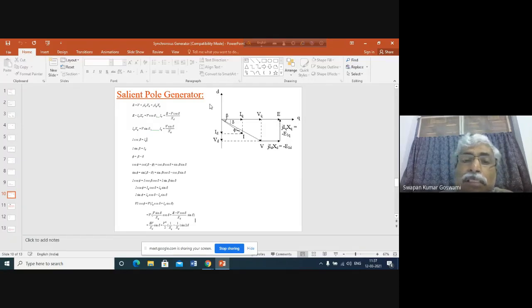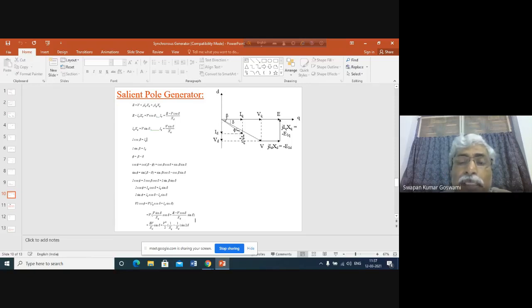Obviously, since this is a generator, E will lead the terminal voltage V. Let us draw this V as the terminal voltage. Arbitrarily we are drawing it because we shall have to draw the complete phasor diagram. We are not measuring it. We shall just schematically show where V is and where E is. So say this is the terminal voltage vector. This is the induced EMF vector, and say our operation of the generator is inductive, that is, the load is inductive. Let us assume this is the direction of the current.